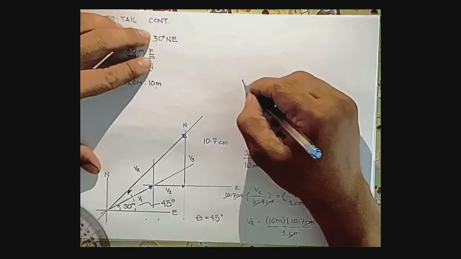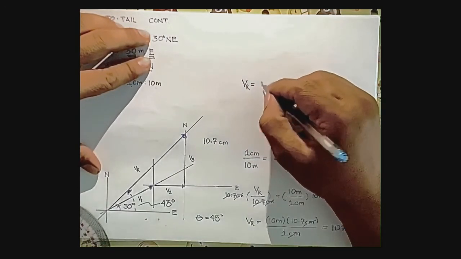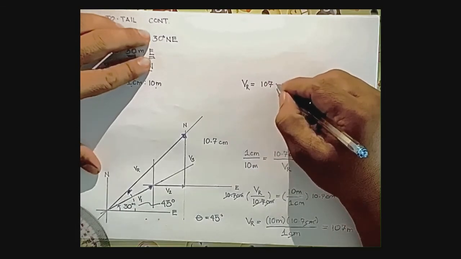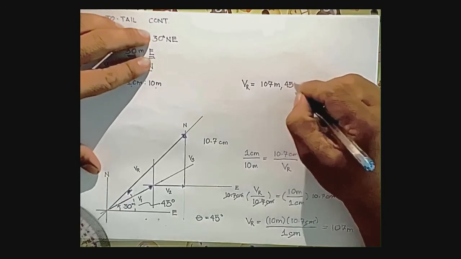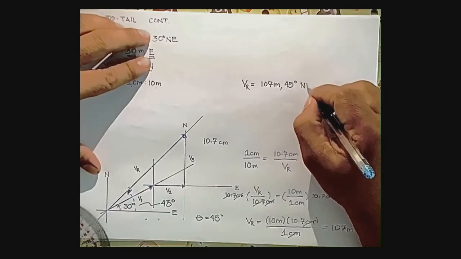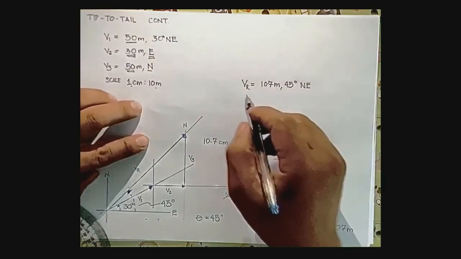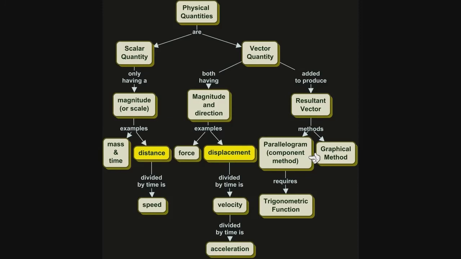So rewriting the final answer, the vector resultant is equal to 107 meters, 45 degrees east to north, or north of east. So that's it, guys. That's how you will be able to solve the tip to tail method. Thanks for watching. And the next method is the parallelogram method, which I am going to explain to you.